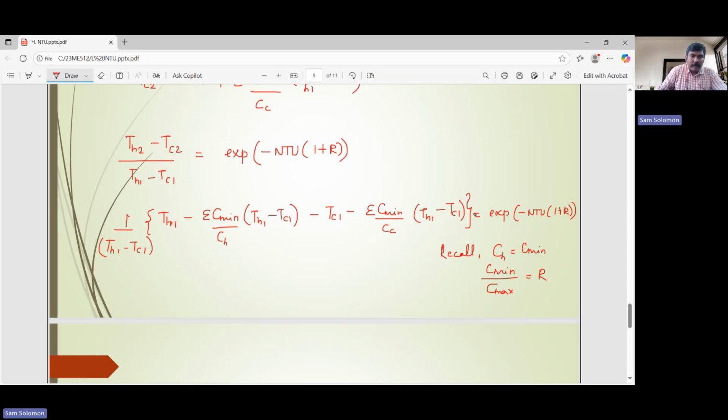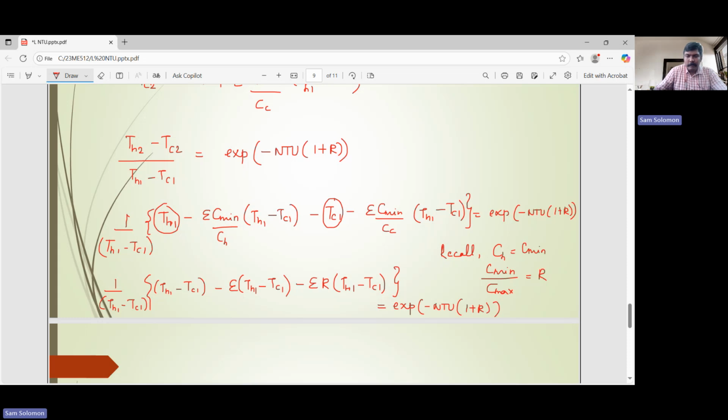So what we have here is 1 by TH1 minus TC1. Here this TH1 and this TC1 we can combine together and we get TH1 minus TC1. What is left is C minimum by C minimum, which is 1, and we have epsilon times TH1 minus TC1. And here we have C minimum by C maximum, which is R, so epsilon times R into TH1 minus TC1. On the right-hand side there is no change, which is exponential of minus NTU times 1 plus R.